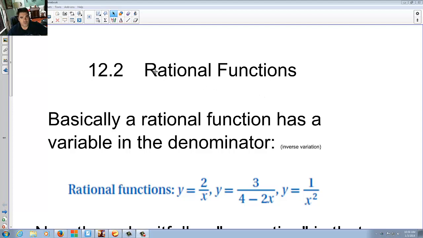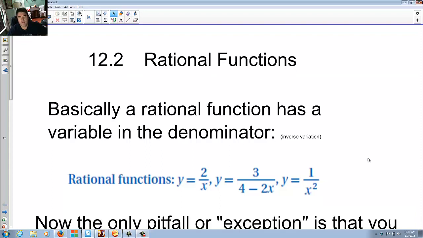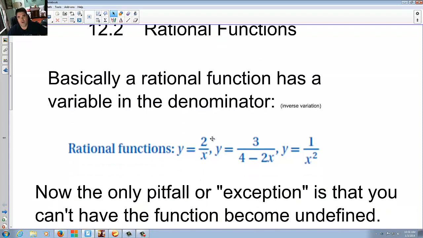Today, 12.2, rational functions. Basically, a rational function has a variable in the denominator. In other words, it's basically an inverse variation. Take a look here. Rational functions. You have y equals 2 over x, y equals 3 over 4 minus 2x, y equals 1 over x squared.